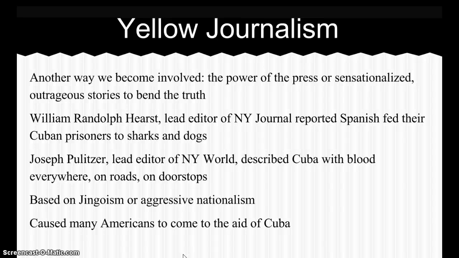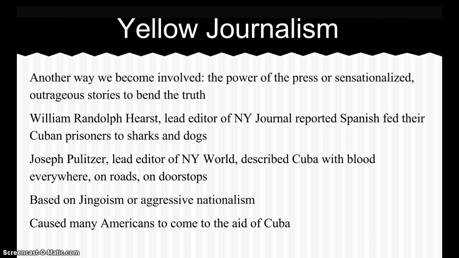So really, exaggerating the atrocities. And then, guys, I gave you the name of Joseph Pulitzer. I want you to know him as the lead editor, put down, of the New York World. And his stories described Cuba with blood everywhere, blood on the roads and on the doorstops. So another example of yellow journalism. Okay, so I put down on your notes that it's trying to sway public opinion. These are the nation's major newspapers reporting, and they're competing for readers on how the Spanish are treating the Cubans.